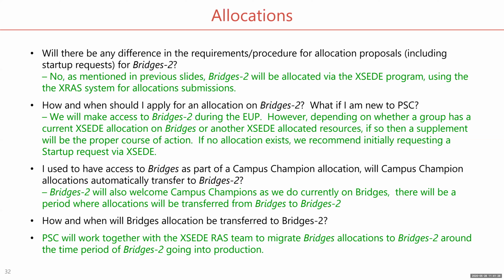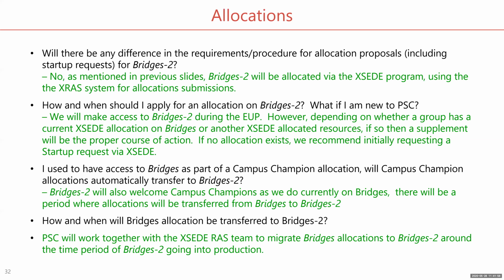Another question was, how and when should I apply for an allocation on Bridges-2? And what if I am new to PSC? So again, we'll make access to the Bridges-2 resource available during the early user program. However, depending on whether a group has a current Exceed allocation on Bridges or another Exceed allocated resource, if so, then a supplement will be the proper course of action. If no allocation exists, we recommend initially requesting the startup through this Exceed submission site.